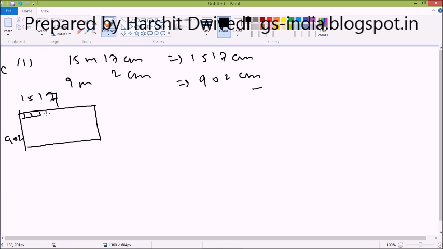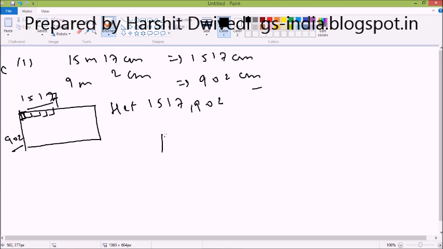So obviously the length of one square tile will be a multiple of this and this both, because one side will be here and one side will be here. So obviously the length of a square tile should be a multiple of 1517 and 902 both. So we have to find out the HCF of 1517 and 902.